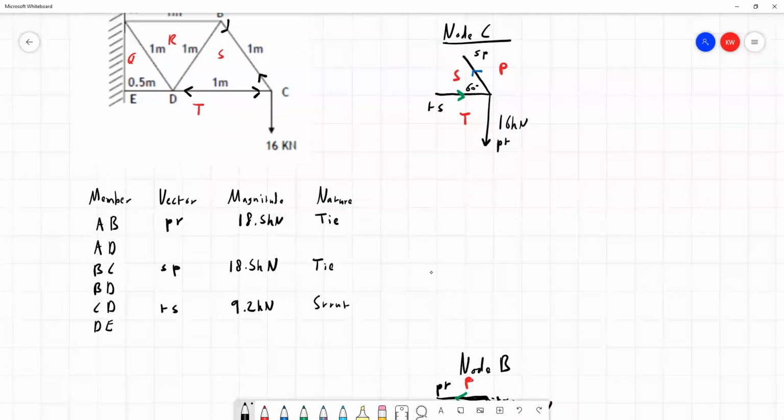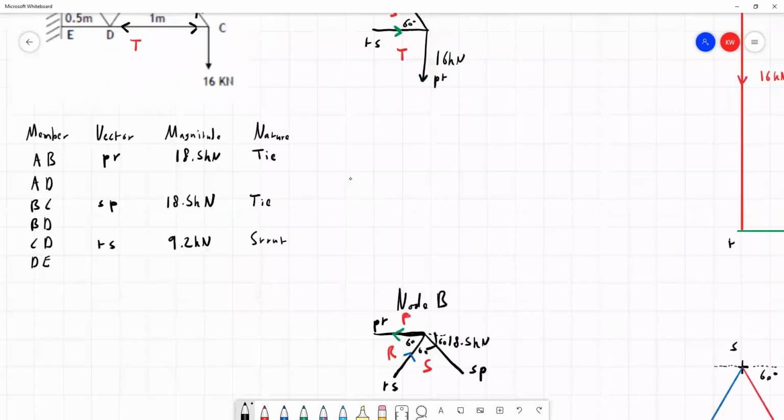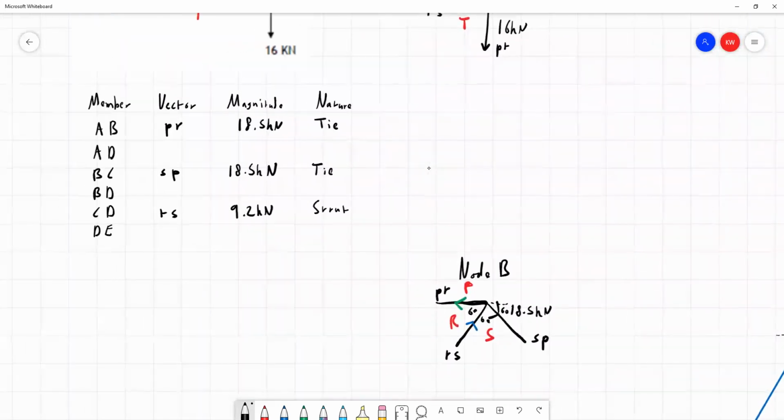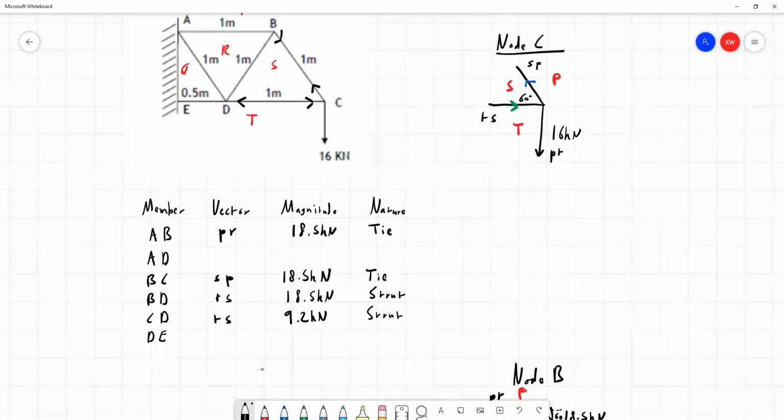We've also learned about the vector BD, which is represented by our vector RS, so we can mark this on here. RS, that's also 18.5 kilonewtons, and because the arrow is pointing towards the node, this must be a strut. And so we've filled in the details about two more vectors in our structure. So all that remains is the members AD and DE. And just as I say that, I'm sure you can tell what they've got in common is they've got the node D in common. So we only need to consider one more node in this question in order to complete it.